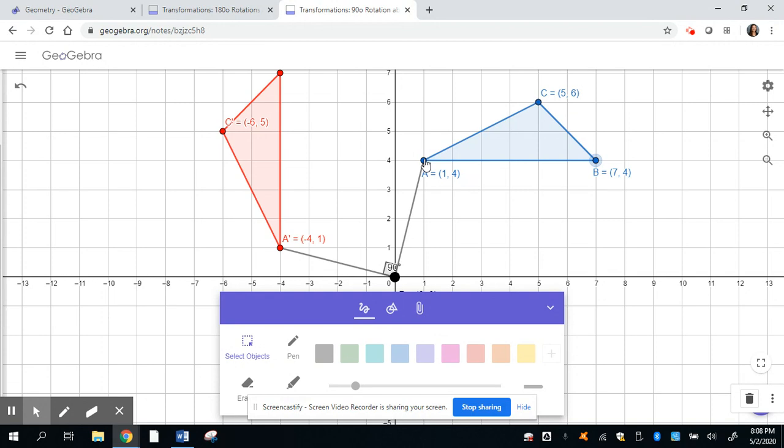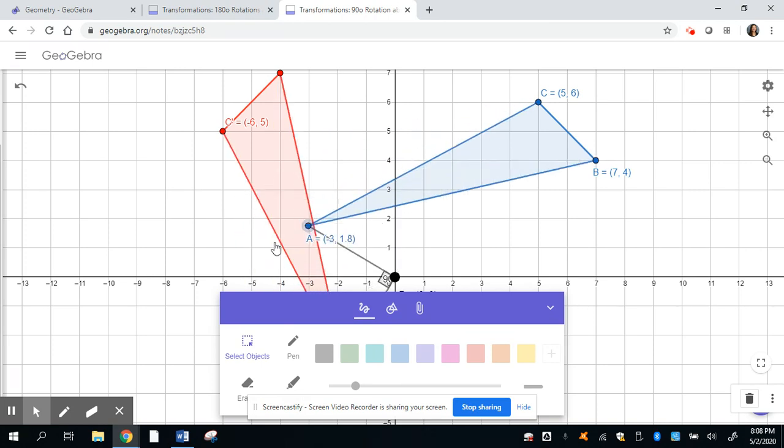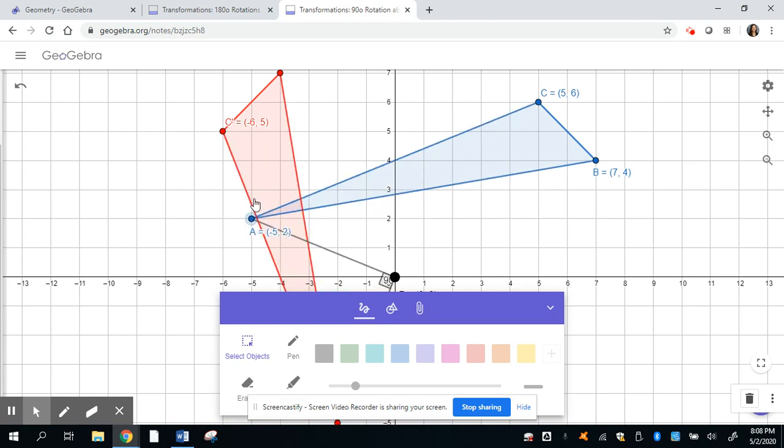So like number 4, the question is, what is the new coordinate of point P when it's rotated 90 degrees around the origin, and P's original coordinate point was negative 5, 3. So let's go to negative 5, comma 3.